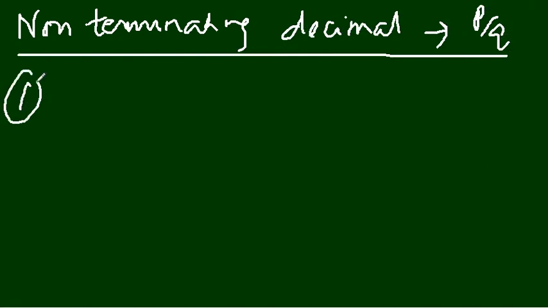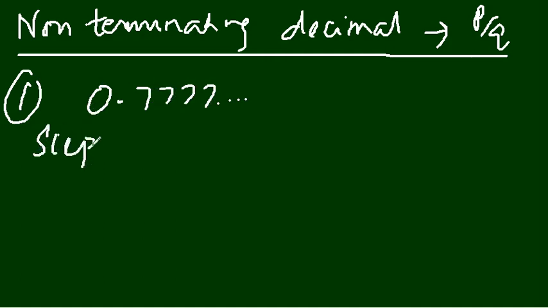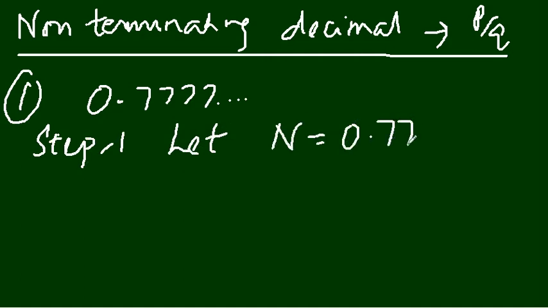First of all, a simple example that I'll take is, say, 0.7777 dot dot dot. Now what you have to check, step 1 is, since rational numbers are denoted by Q, let my number be n equals 0.777 dot dot dot. Now, how many digits are repeating here? If you see, there is only one digit 7 which is repeating again and again.